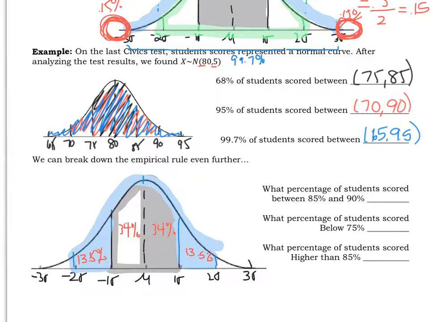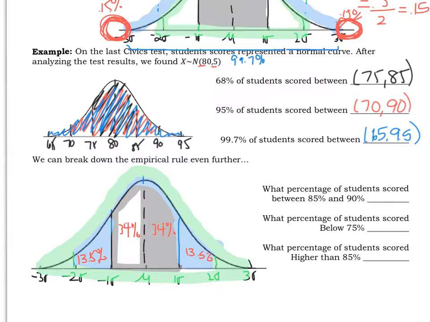So now what if I wanted to find this itty bitty wing? Well, I know this whole thing is 99.7. So to find the wings, I could subtract 99.7 minus 95, because that's everything in the middle. I get 4.7, and then if I divide by 2, I have 2.35.